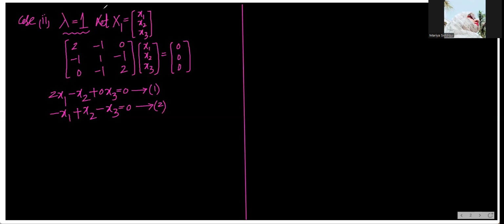Now we have to solve this equation. I am especially mentioning that the second element should be minus sign. The third equation also I am writing with.